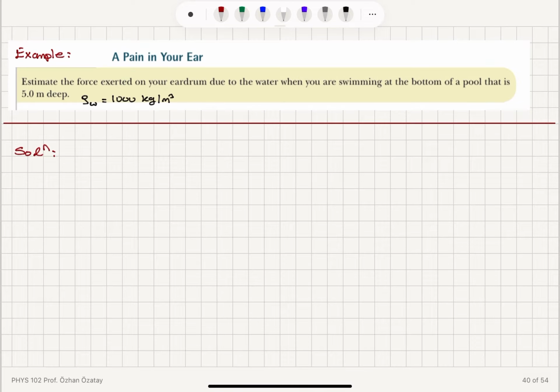Another example, estimate the force exerted on your eardrum due to the water when you're swimming at the bottom of a pool that is 5 meters deep. Density of water is given. So we have to estimate the surface area of the eardrum. That is approximately 1 times 10 to the minus 4 meters squared, or 1 centimeter squared. So that's roughly the surface area.